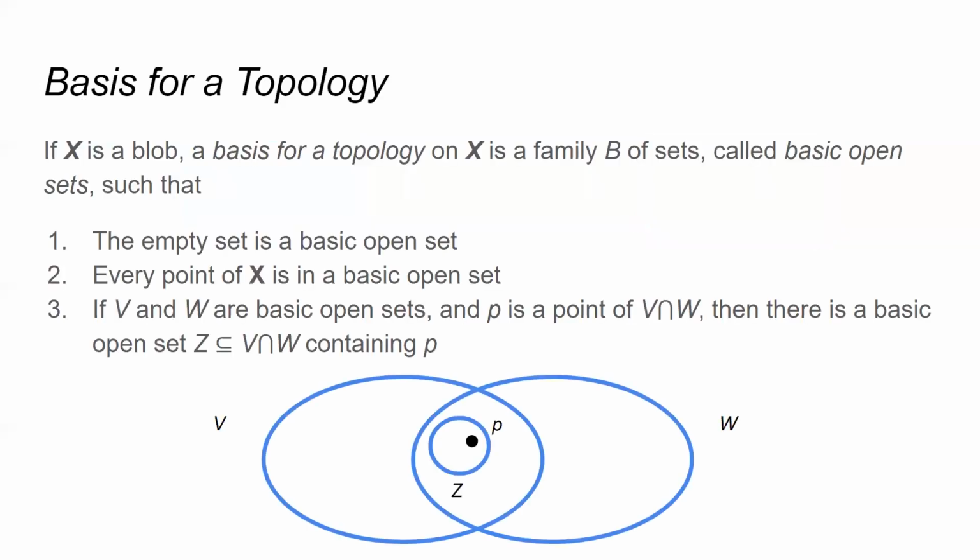So this actually satisfies the first 2 conditions of basis. Maybe I'll flip back to that for a second. The empty set is a basic open set, and every point of X is in a basic open set. So far, we're good to go. Is this a basis for a topology yet? Well, unfortunately not. We have 2 basic open sets, the guy on the left and the guy on the right. But in their intersection, there are these 2 points, and there are no basic open sets around those points.